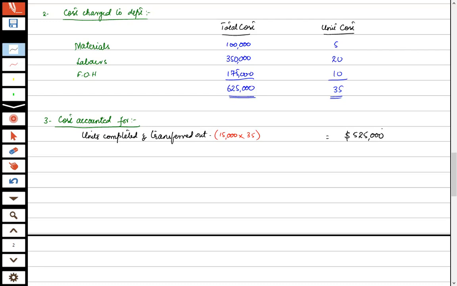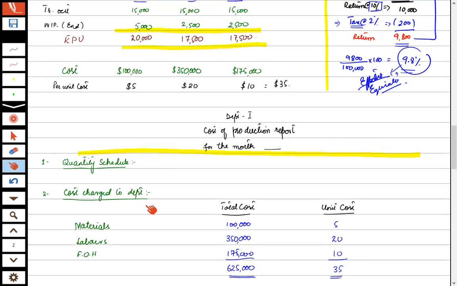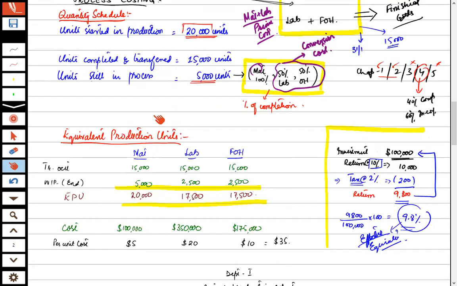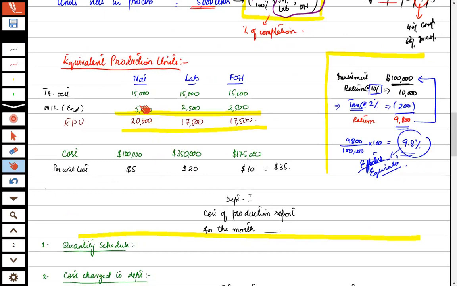Now we will calculate the value or cost of the WIP ending. This is very important. How many units of WIP ending do we have? 5,000. But with respect to material, they are 5,000, while with respect to labor and FOH, they are 2,500. So we will calculate their individual cost.